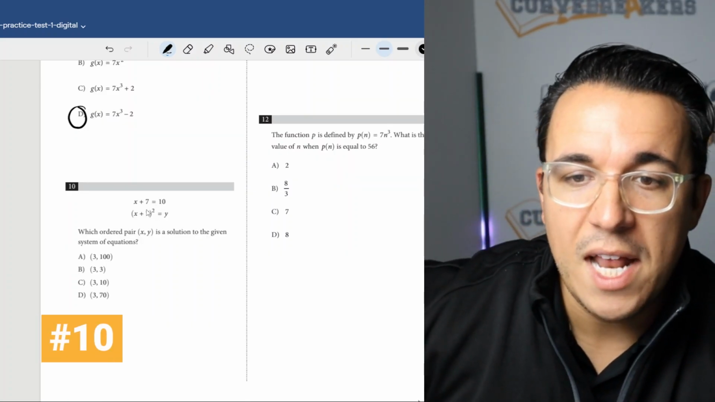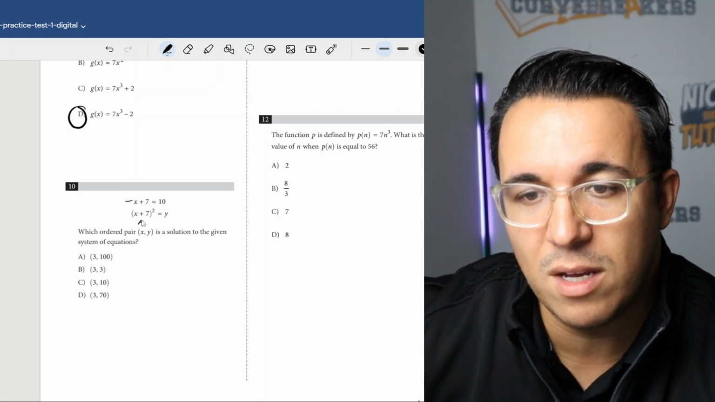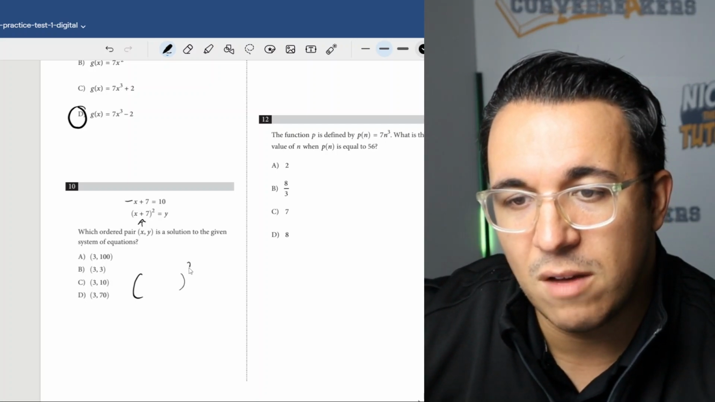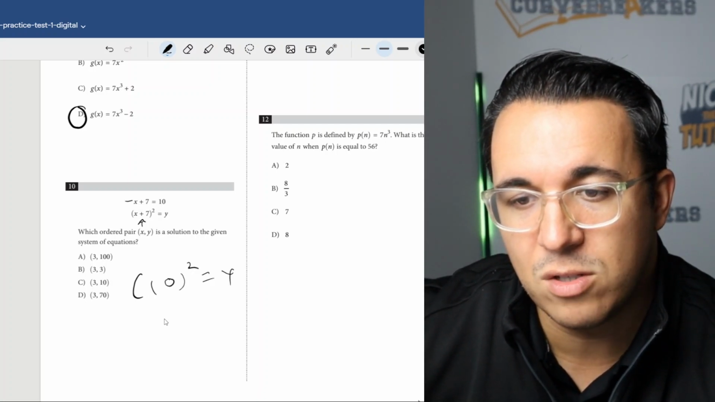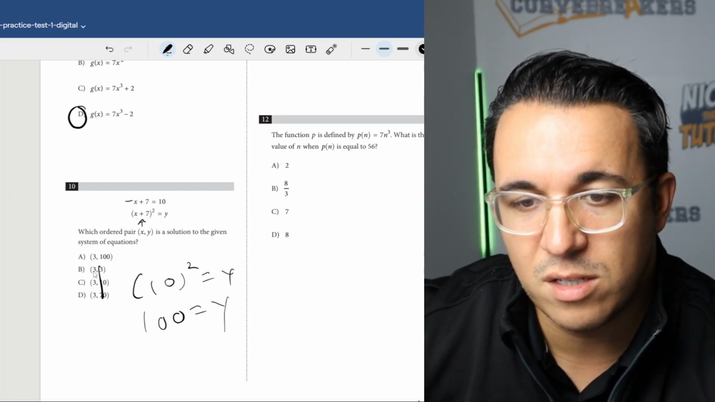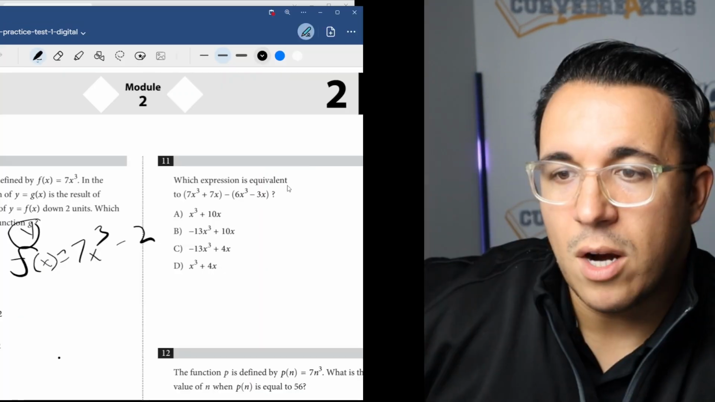All right, number 10, let's see. I want the solution. Now we could see here they gave us x plus 7, and we can just plug that right in here, and that is 10. So instead of x plus 7 squared equals y, we're going to have 10 squared equals y. So y is 100. The only answer choice that has a y value of 100 is choice A, the correct answer. Let's take a look at number 11.